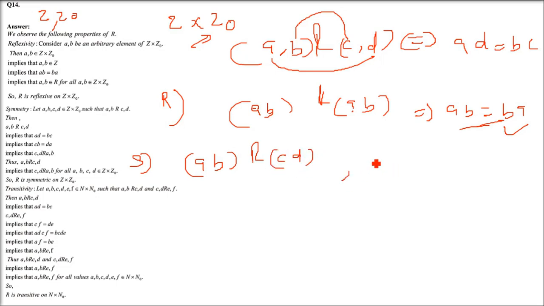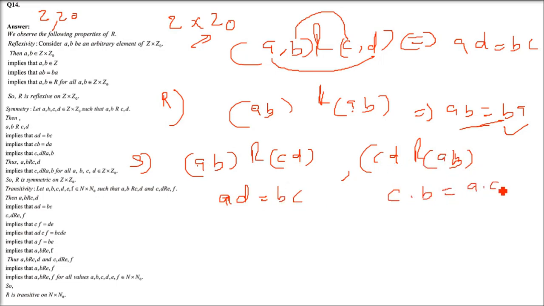Is CD related to AB? Let us check with the relation. In both cases, multiply the extremes. AD here, and the inner one BC. What do you get here? CB is the external one and DA is the internal one, and they both give the same equation. AD equal to BC, that is AD equal to CB, which is BC only. So it is symmetric. Now transitive.